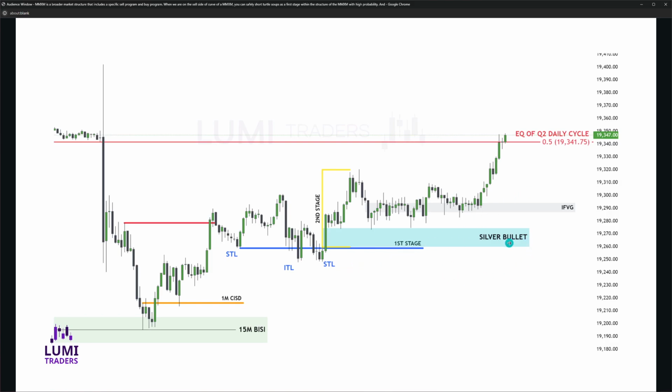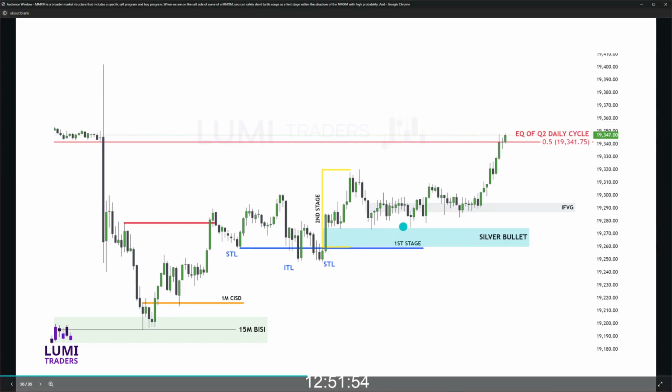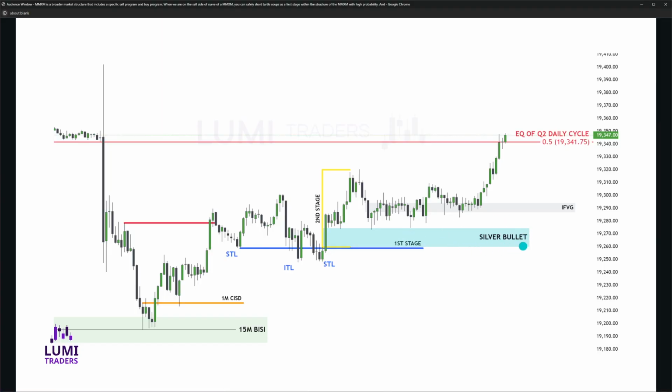It was, if not mistaken, the AM session. So right here, as we can see, it offered what? A run to this fair value gap. Formation of silver bullet. Entry. Continuation higher. I'm going to explain how you need to pick your targets a little bit later today, but here was the target.